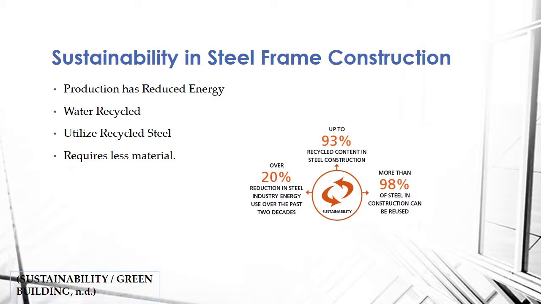So the overall production of steel has reduced energy costs. They have better manufacturing processes that have overall reduced energy when manufacturing this material. And in doing so, they recycle 98% of water. They're able to utilize recycled steel to make it more of a green product, and steel versus wood or any other product requires less material to do the same amount of work.